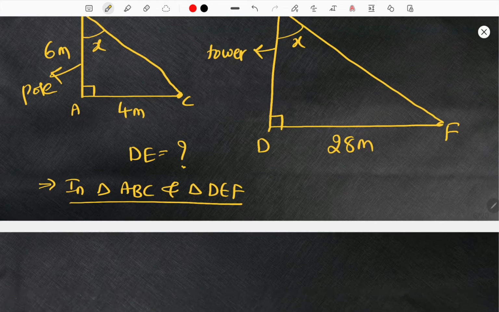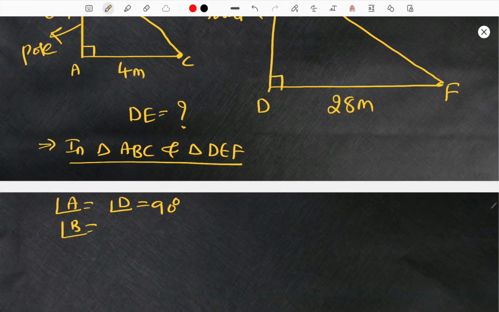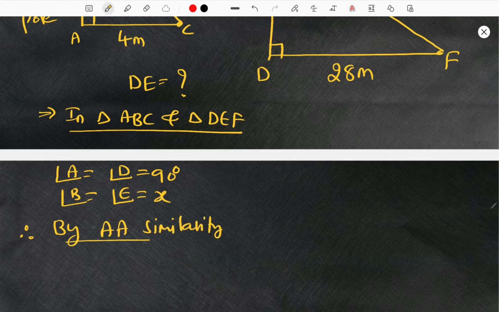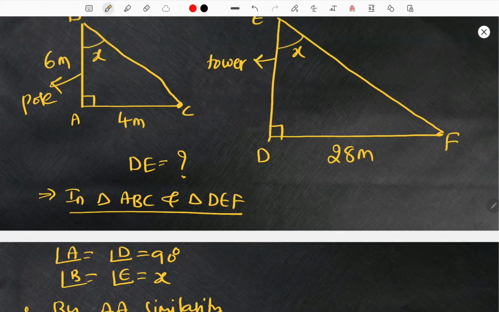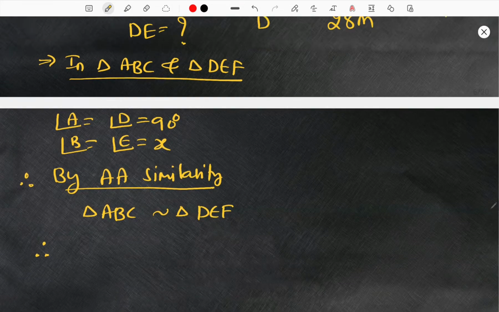All right, so what I will write, angle A is equal to angle D is equal to 90 degrees, and afterwards angle B is equal to angle E is equal to x. All right, so I'll write therefore, by AA similarity we are going to have triangle ABC similar to triangle DEF. Therefore, by ratio, what can I write?